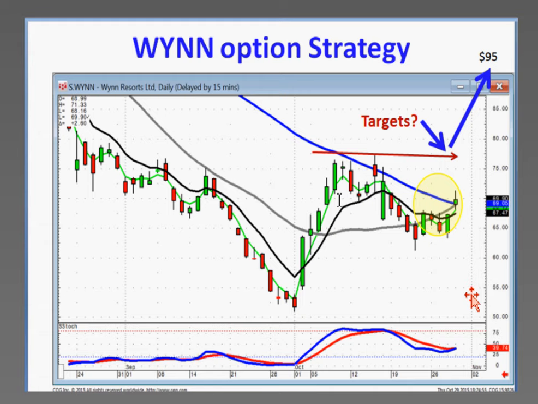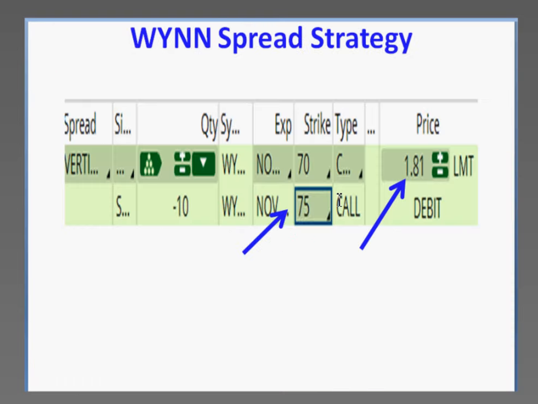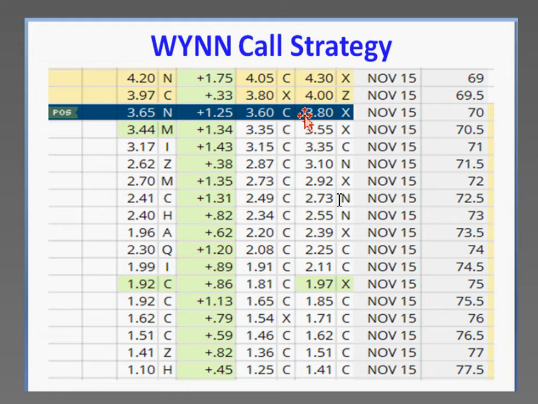When you say debit, does that mean you put money out? No, that means that I've put money out of pocket. I bought the 70s. Let's say they did the spread where they got it for me for 3.70. And then I sold the 75s. So that meant that the difference was about $1.81, which is what it was trading for earlier today.